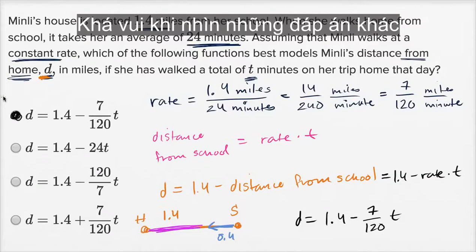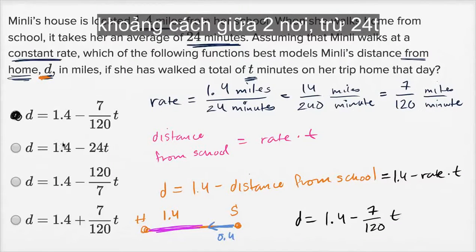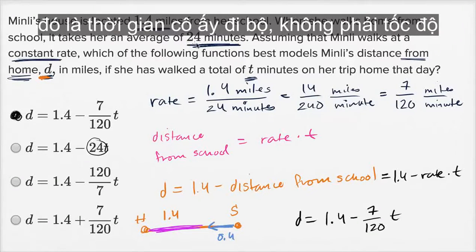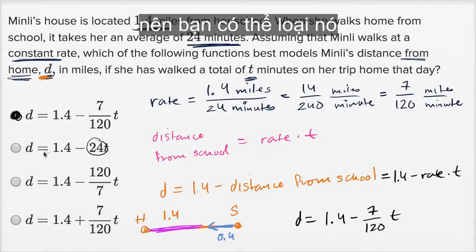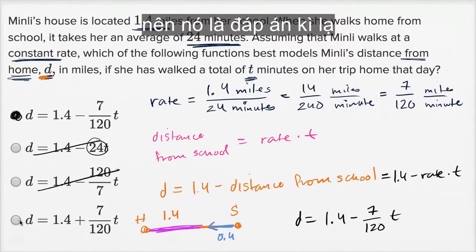And it's fun to look at the other choices and to think about, well, how could we have ruled them out fairly quickly? Well, this one has 1.4, the distance between the two places, minus 24t. Well, this isn't the rate right over here. That's how long it takes her to walk. It's not the rate, so you could rule that one out. This one is 1.4 minus the reciprocal of the rate, so that's a strange answer.